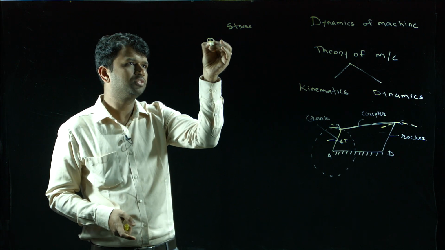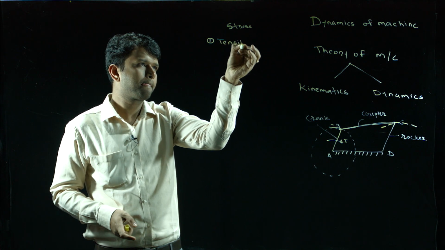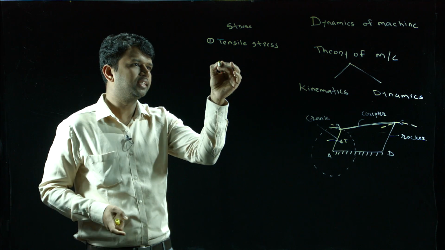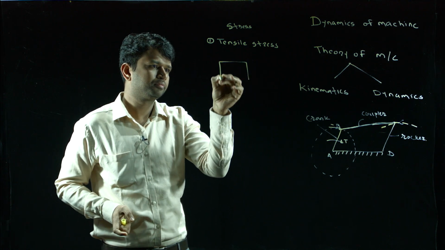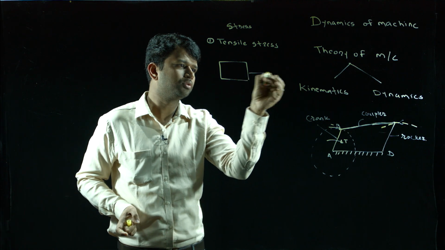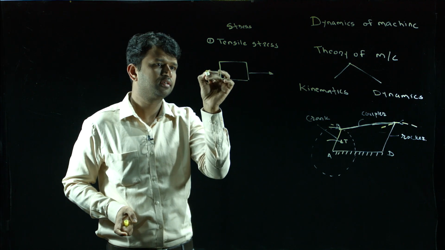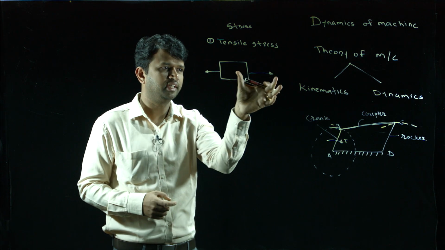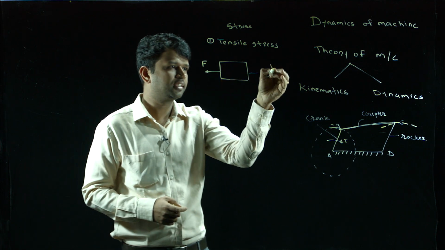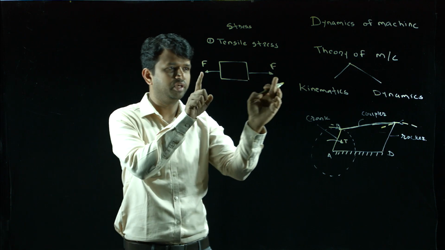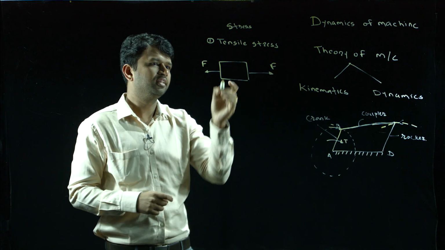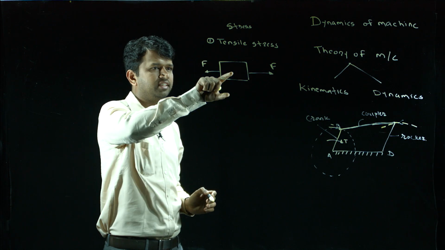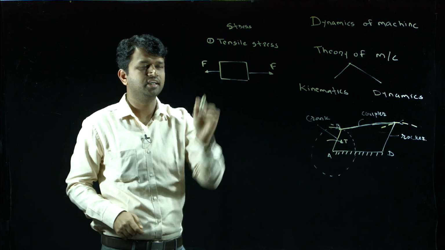Okay. First one is, suppose, tensile stress. Suppose one body is there, and on this body, suppose you are applying a force which is equal and opposite, and which is parallel to this face. Now this force is equal and opposite. You are applying the same force on these two faces. So equal force is there and it is opposite. Then this force is perpendicular to this portion. Now the stress inside this body is known as tensile stress.